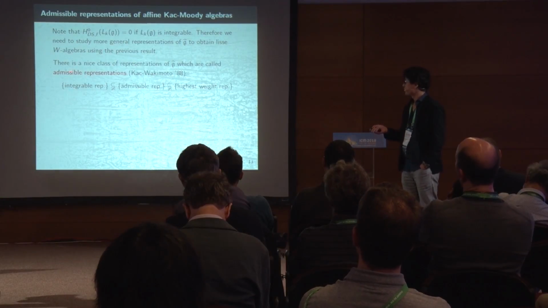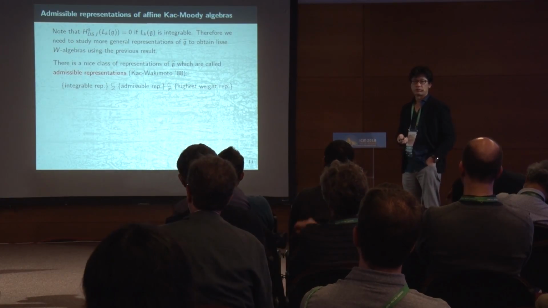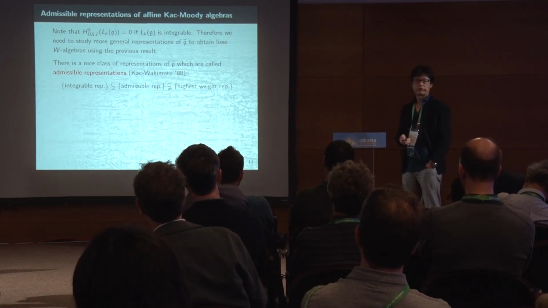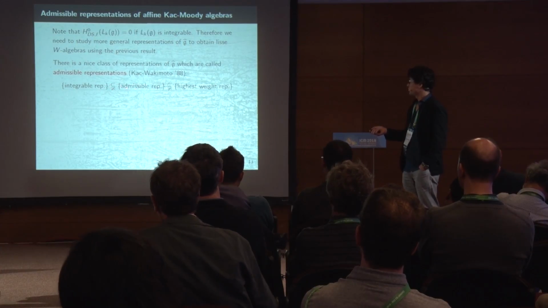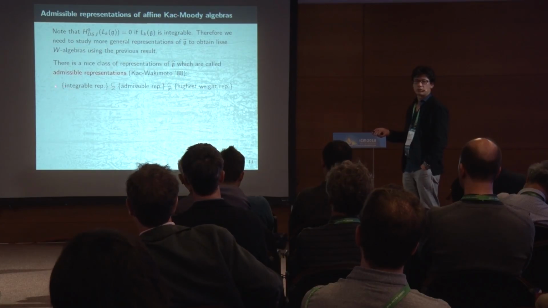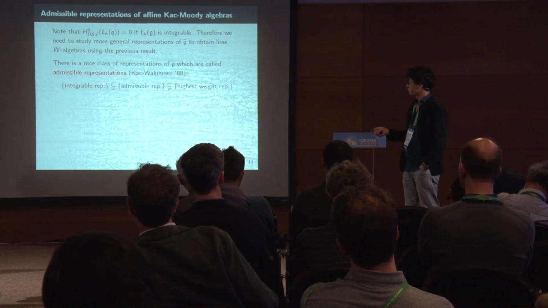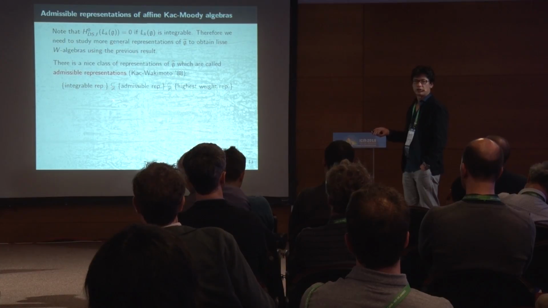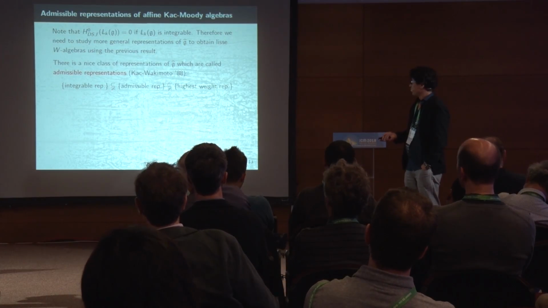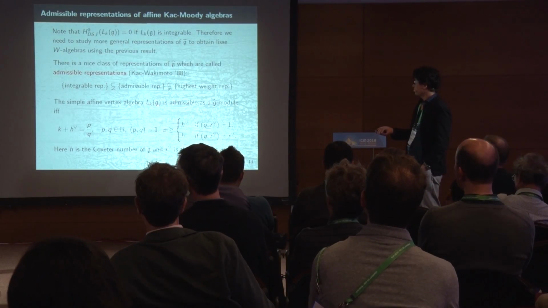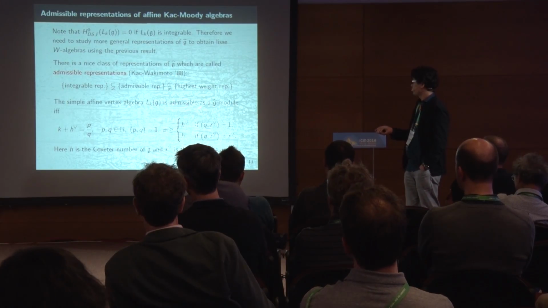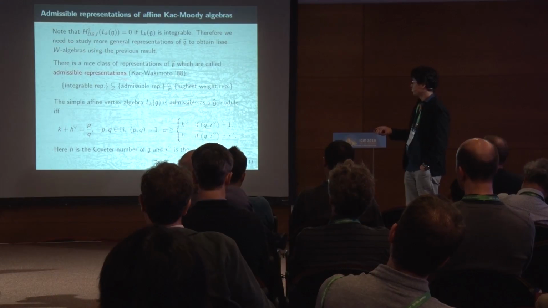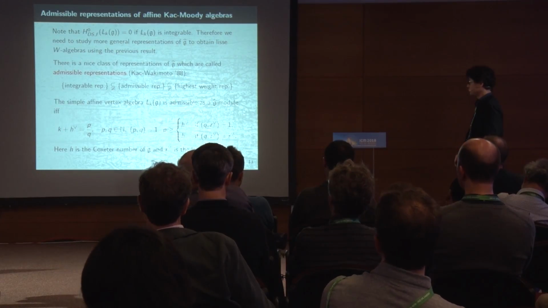And in fact, there is a nice class of representations of affine Kac-Moody algebras, which are called admissible representations, or Kac-Wakimoto admissible representations. This admissible representation contains all the integrable representations, and is much bigger, and satisfies nice properties such as complete reducibility and modular invariance. And in the case of the vacuum representation, this is admissible if and only if the level is a rational number of this form, satisfying some condition.